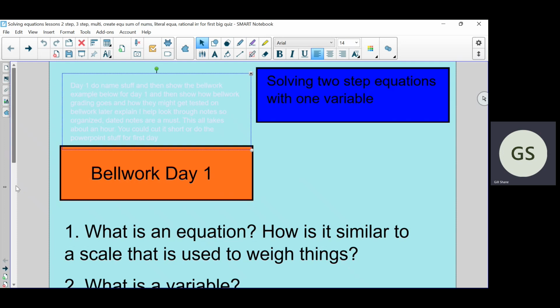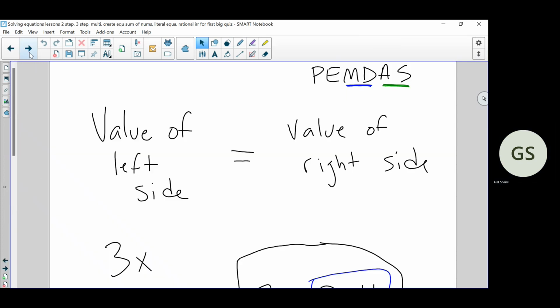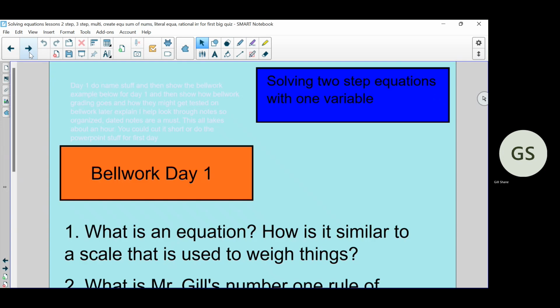So we did this bell work. You should all have it. Remember, if I put it on bell work, especially, I think I had that on bell work 2 days in a row. Yeah, had it on there 2 days in a row. So what is an equation? I said an equation is just a rule.